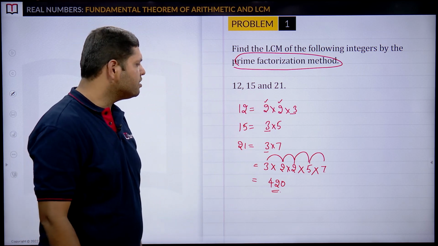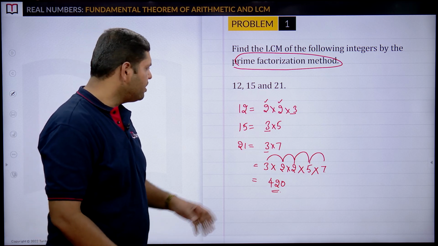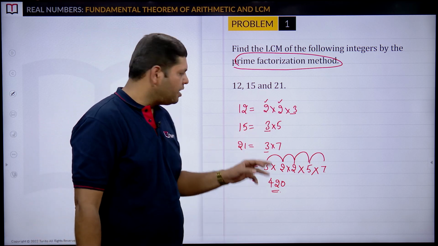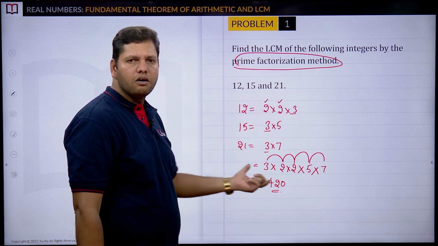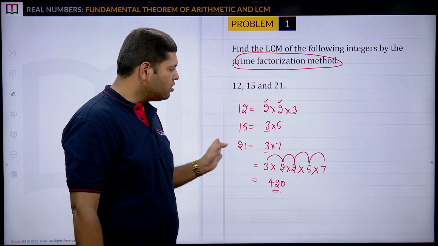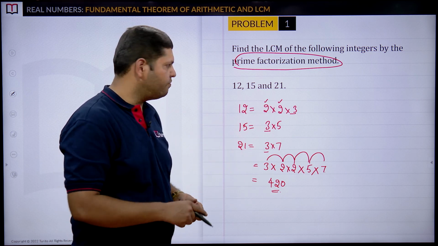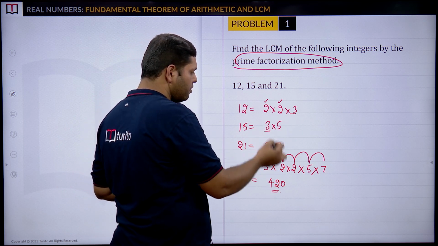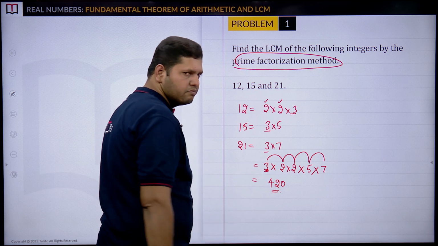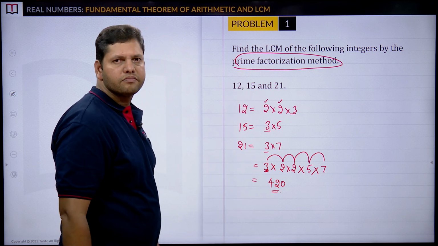See, children, any doubts regarding this prime factorization method? First, I am writing the factors of 12, the factors of 15 and the factors of 21. Then I am writing the product of all the factors, and those repeating are considered only 1 time. Why? Because here 3 is repeating in the 3 numbers, but I am considering only 1 time. Then multiply all the factors. So that is our final answer.